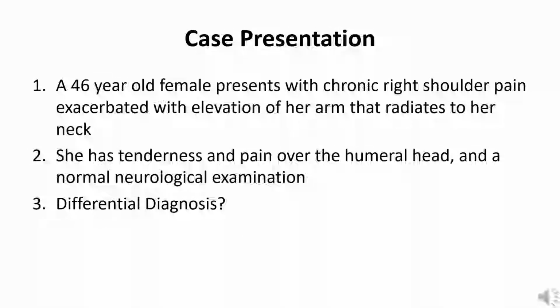A 46-year-old female presents with chronic right shoulder pain exacerbated with elevation of her right arm that radiates to her neck. She has tenderness and pain over the humeral head and a normal neurological examination. What is your differential diagnosis?